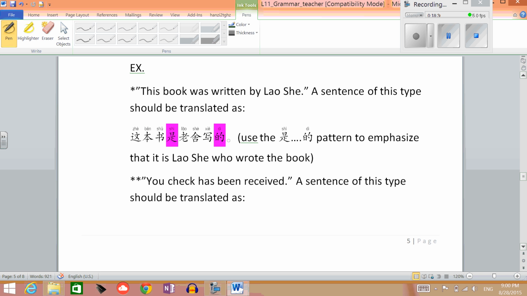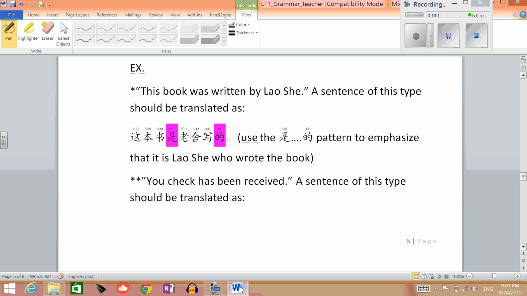这本书是老舍写的. I don't know if you remember that we learned things like it was in America that I learned Chinese, 我是在美国学中文的. Or it was at home that she called me, 是在家她打电话给我的. Okay.